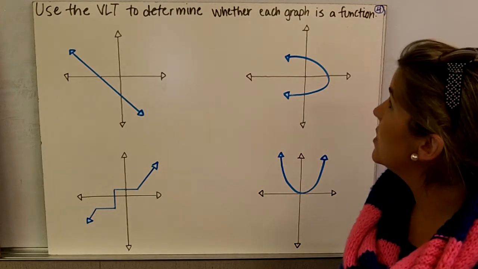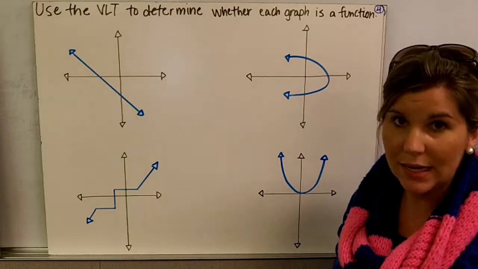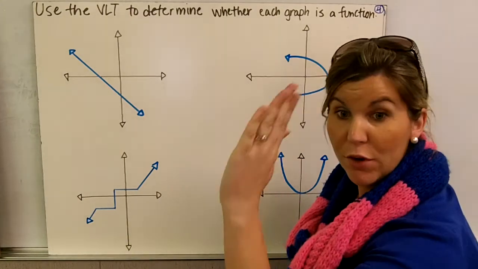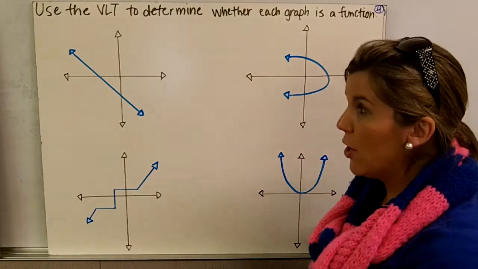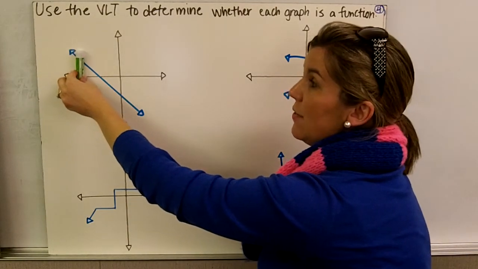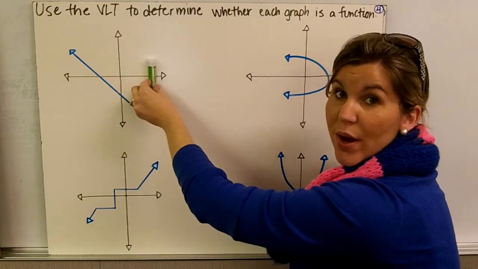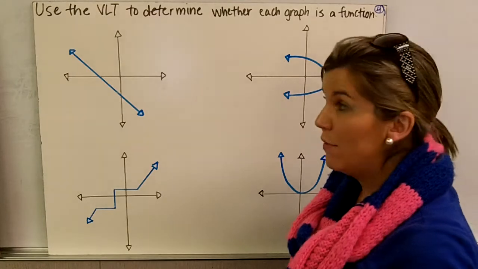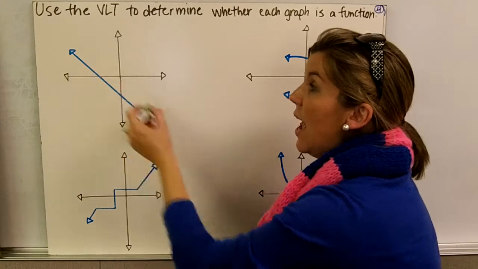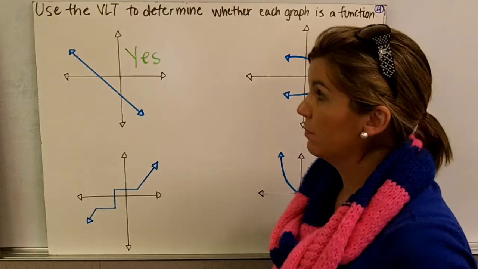Use the vertical line test to determine whether each graph is a function. This is a straight line. For the vertical line test, imagine your pencil or a marker as a vertical line, going from left to right and moving it across. If this vertical line touches the graph at more than one point anywhere on this plane, then it is not a function. I can pass this marker all the way through and it only crosses at one point each time. So yes, this is a function.